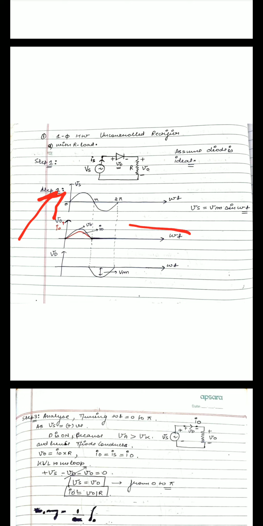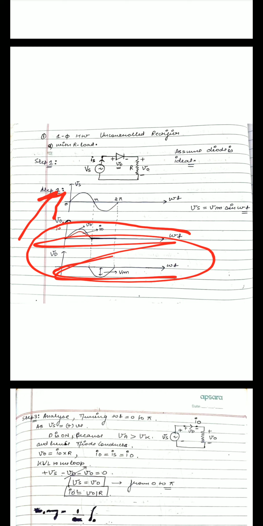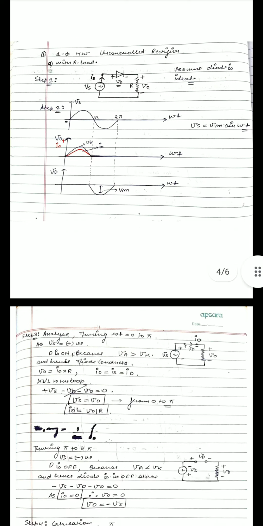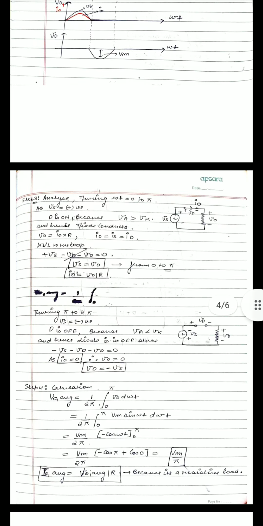We have to only draw the waveform of supply voltage. So this is nothing but single phase supply. Vs is equal to Vm sin omega t. Okay. Now next step is to analyze, or mathematical analysis.